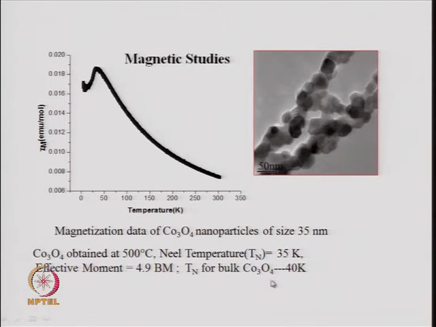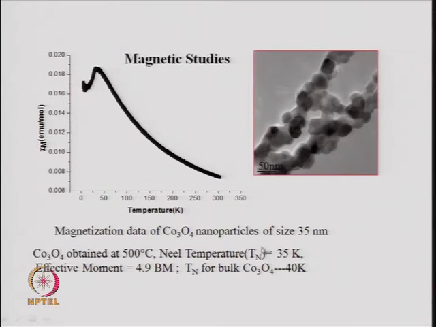And if you have bulk Co3O4, then bulk Co3O4 should have a Néel temperature of around 40 Kelvin. So, if you have micron sized particles, the Néel temperature is higher, and when you have smaller sized particles, the Néel temperature gets lowered, and actually it can change over to weak ferromagnetism like you saw in copper oxide. In this particular case, the antiferromagnetism of bulk or large particles of Co3O4 is seen, but the temperature at which the antiferromagnetism is seen is lower than what you will see in the bulk. Okay. So, it is 35 Kelvin in this case in the nanoparticles, and it is 40 Kelvin in micron sized particle.